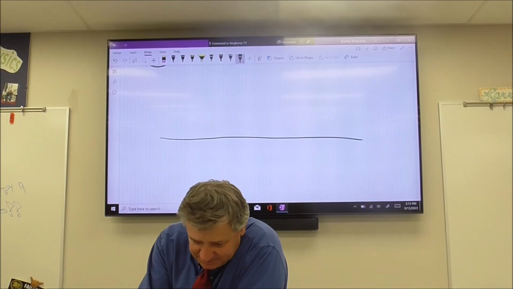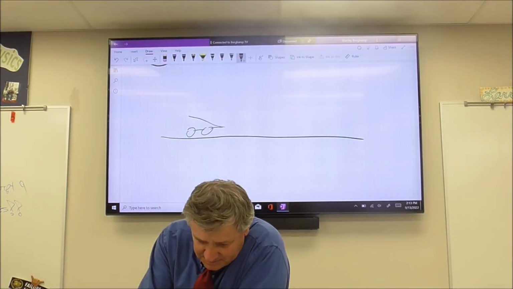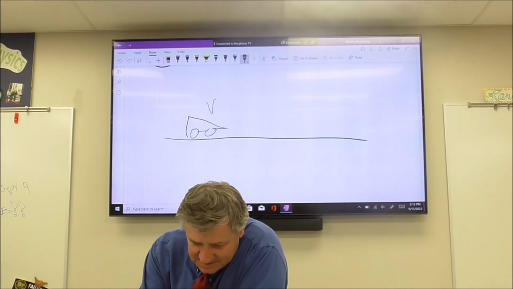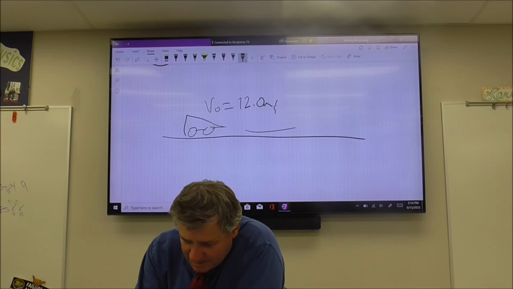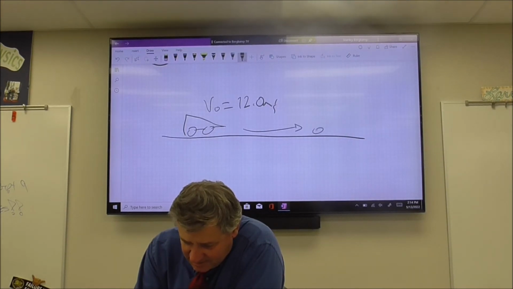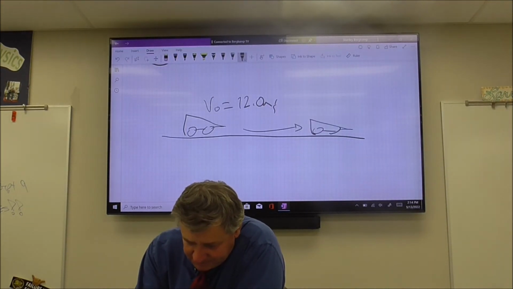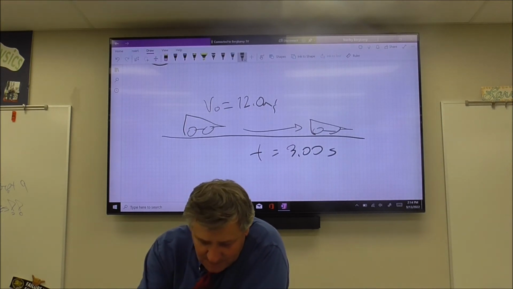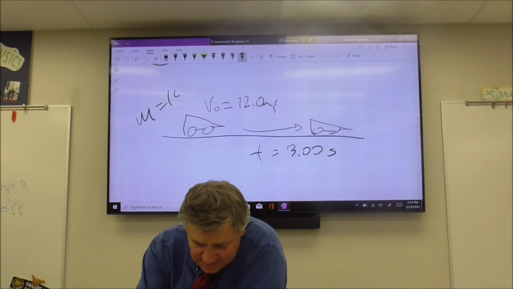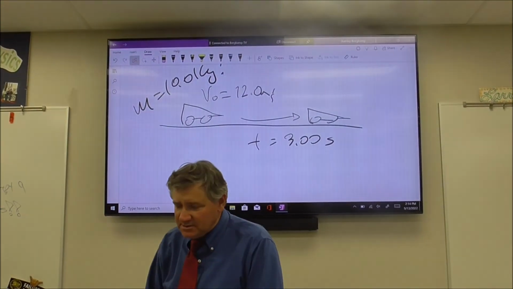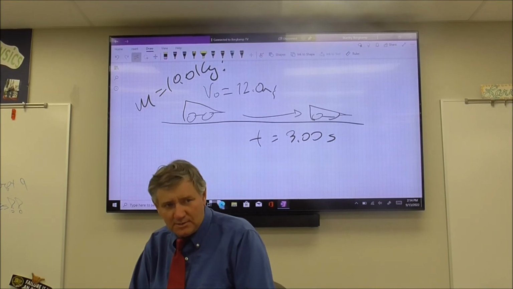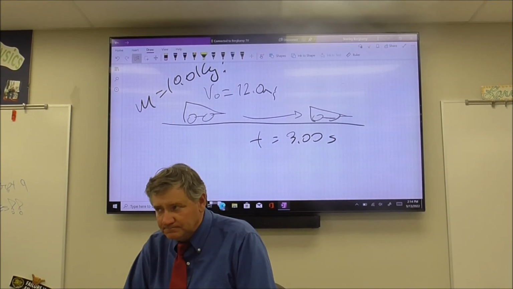So let's look at something simple. Let's say you have a car going 12 meters per second, and you're going to hit the brakes, and the car is going to come to a stop, okay? And let's say that took 3 seconds. And the car has a mass of 10 kilograms, okay? Does that provide you enough information to calculate the force that's acting on the car?